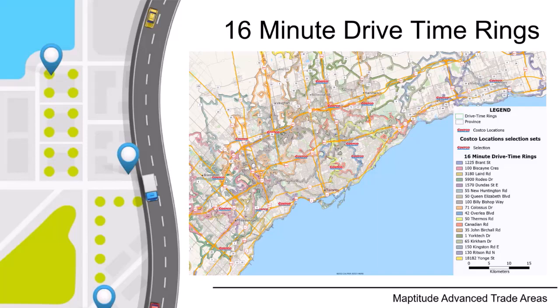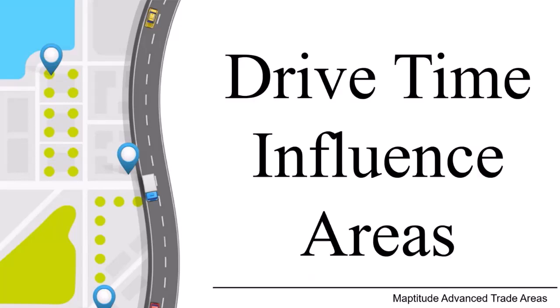Well, this is one of the methodologies I really like in Maptitude, which I have not seen in any other GIS software. And what it is, it's creating the equivalent of a Thiessen polygon, but instead of a straight line distance, it uses drive distances. How do you do that? It's called drive time influence areas. It's built into Maptitude. It's extremely computer intensive, which is why I think not a lot of GIS systems have this, but it does work.